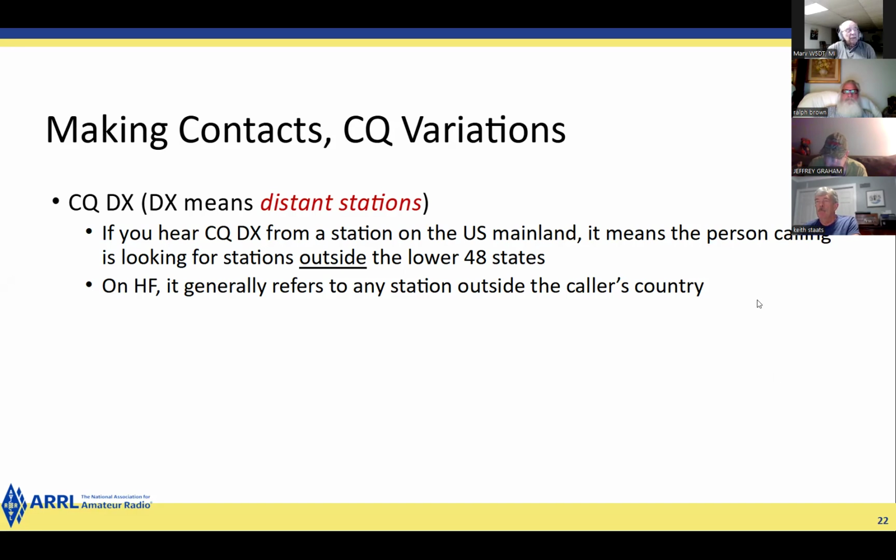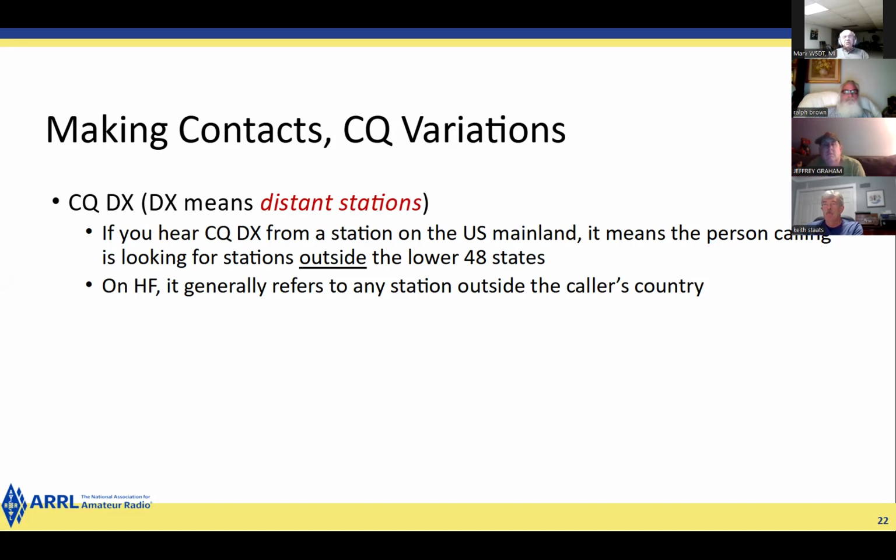Now you might be looking for somebody in particular. You could be saying CQ, CQ, Europe. And you will hear, by the way, a DX station calling, and they'll say CQ, CQ, South America. They don't want you calling them. So don't call them. You're just going to irritate them. That's bad manners. So don't do that.